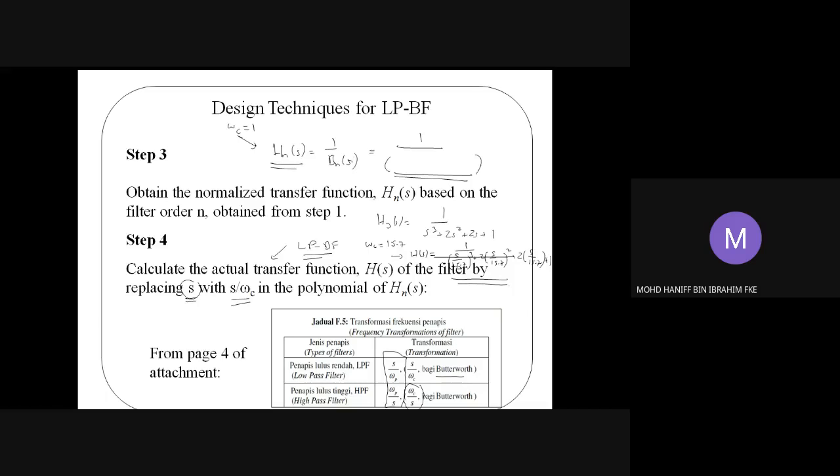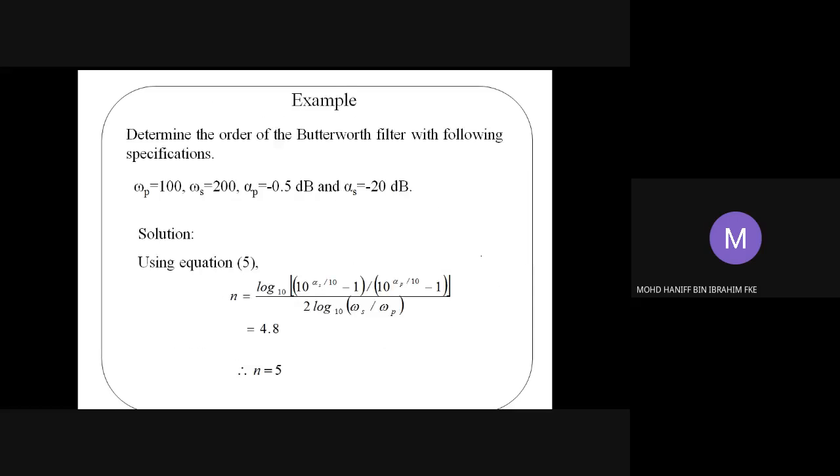So that's how we calculate the transfer function for the Butterworth filter, which depends on the filter order and also the cutoff frequency, obtained from step 1 and step 2 of the design process respectively. Hopefully you understand clearly this flow of the design process of a low pass Butterworth filter. So let's proceed with the examples of this Butterworth filter.